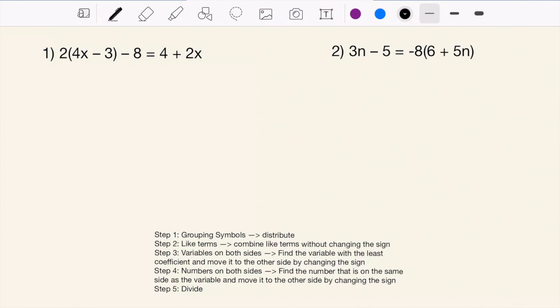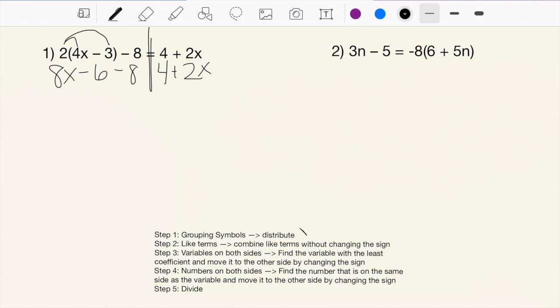Right, hope you guys had a chance to do those on your own and you use those same 5 steps every time. So let's go over these together. So in this first one, we do have grouping symbols. You should have distributed that too to give you 8x, and then -6. Then you can just copy the rest of it.